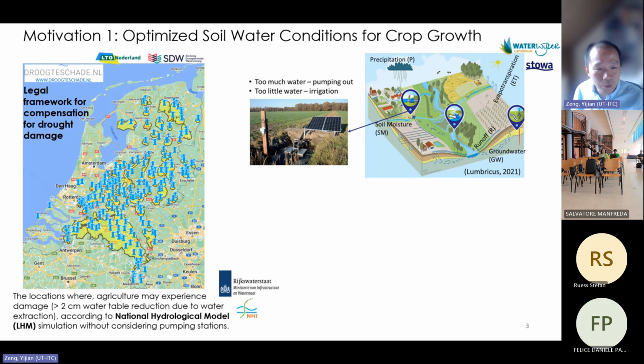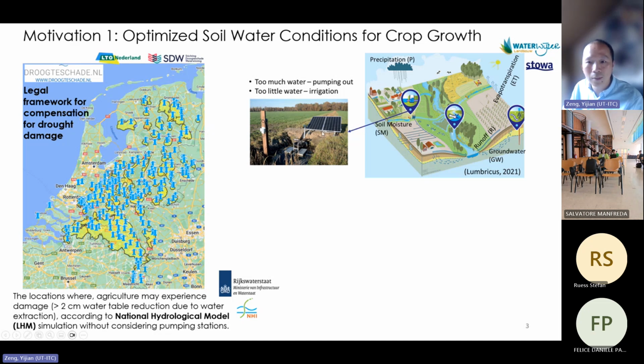I will introduce briefly the motivation. Why do we want to do this? One of the motivations is optimizing the soil water conditions for crop growth. In the right plot, I think you can see my mouse. It is a typical landscape in the Netherlands. You have a farm, a village, a river and streams. Most of the time on a farm you will see an instrument like this, which is a water pump.